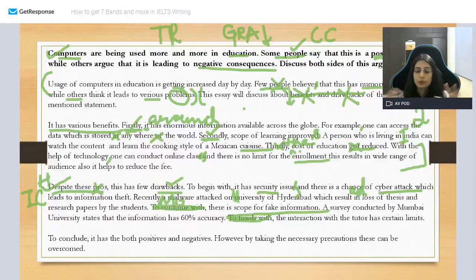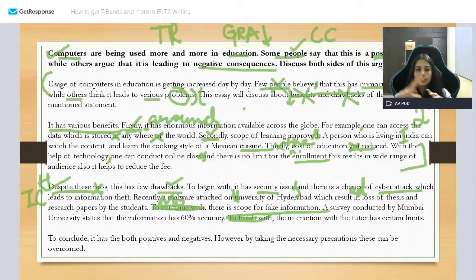So that's the best you can do. So here, that thing can be mentioned. You can say that the bonding between the teacher and the student is limited. There's no interpersonal relationship with them. And that is something that's the disadvantage of computers in education.